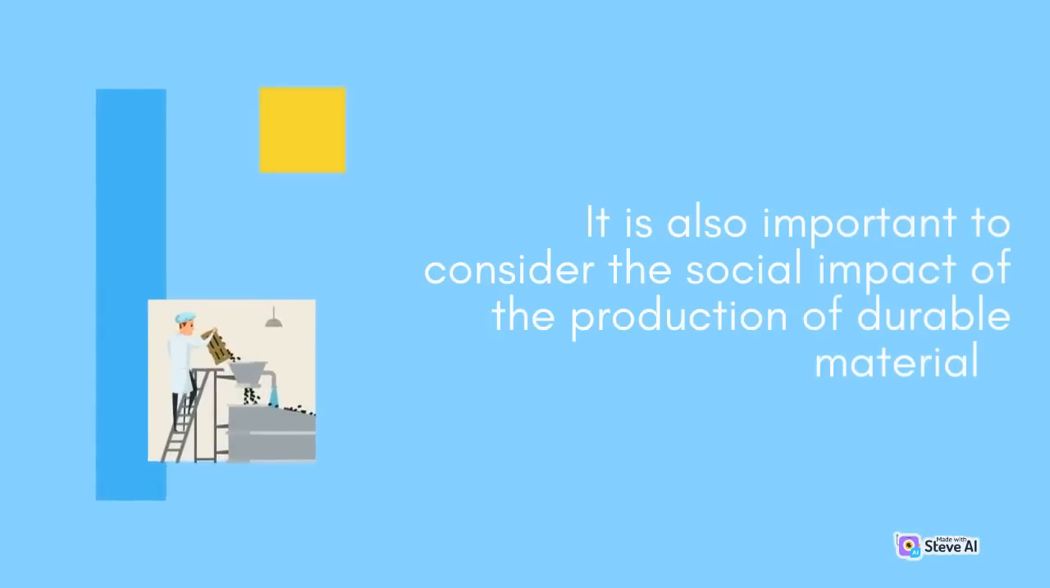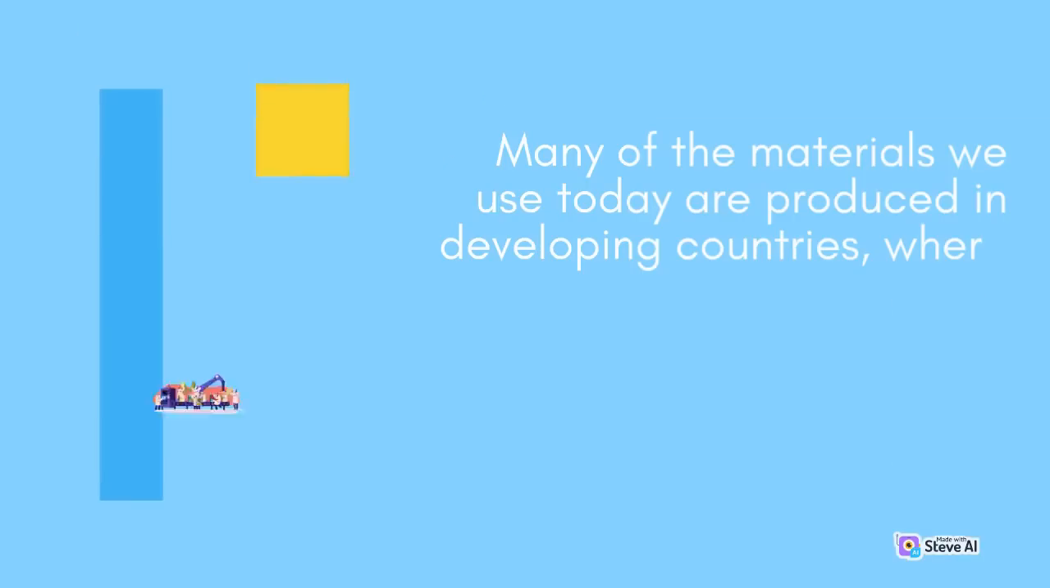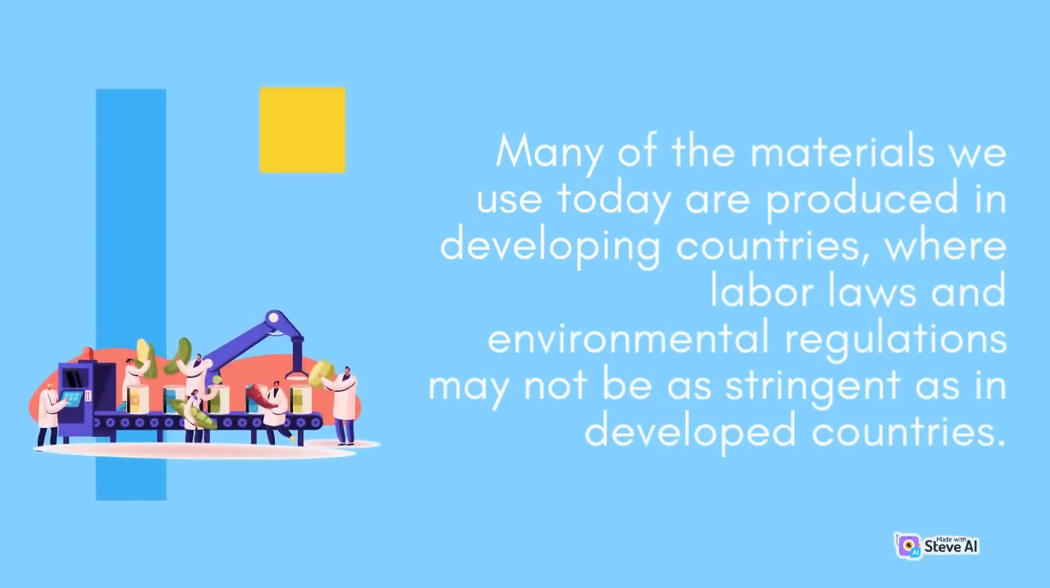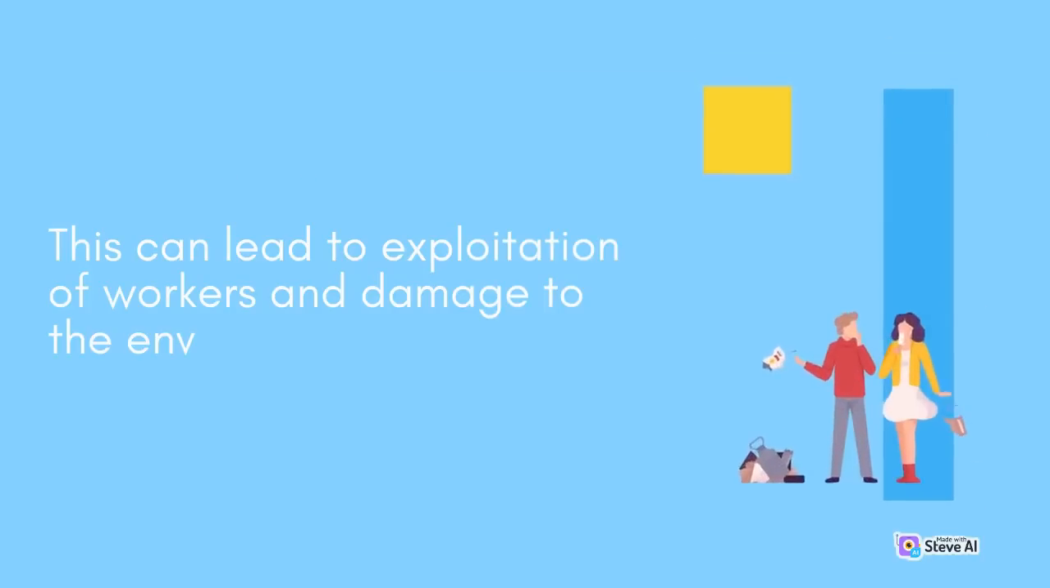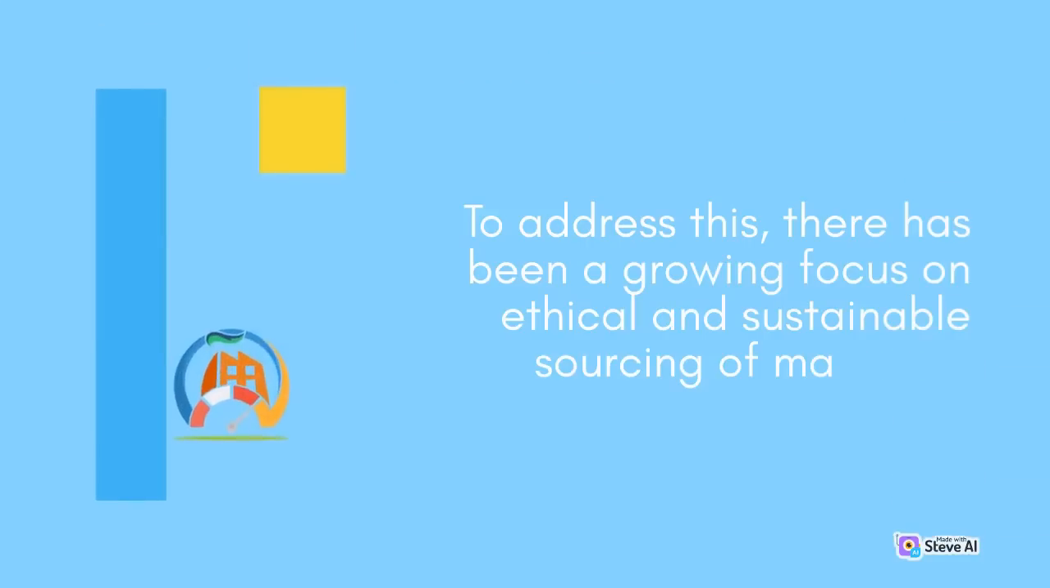It is also important to consider the social impact of the production of durable materials. Many of the materials we use today are produced in developing countries, where labor laws and environmental regulations may not be as stringent as in developed countries. This can lead to exploitation of workers and damage to the environment. To address this, there has been a growing focus on ethical and sustainable sourcing of materials.